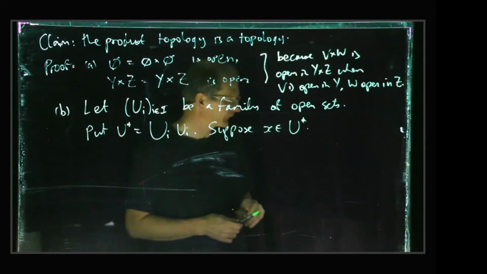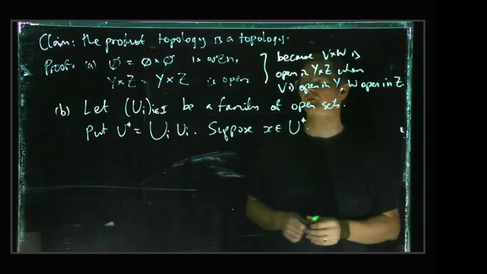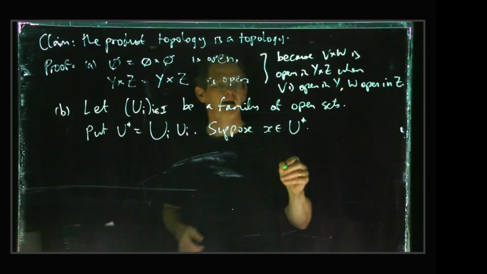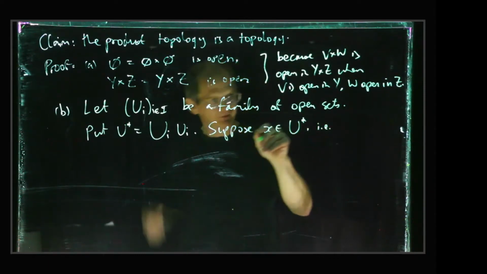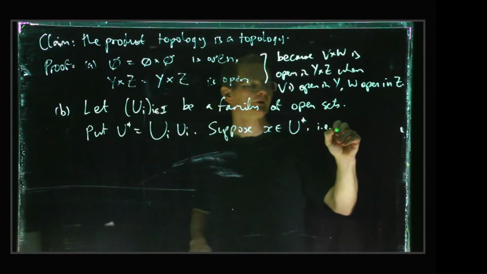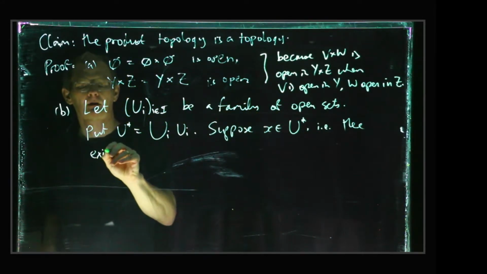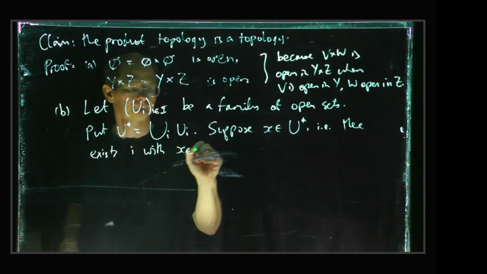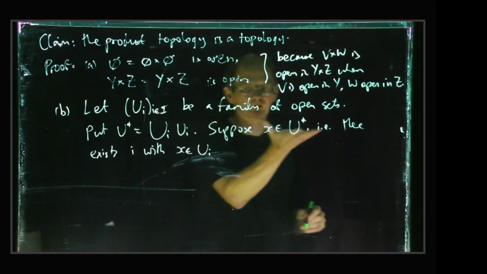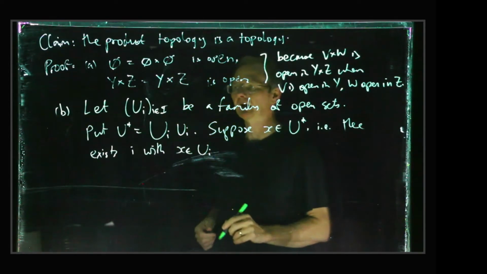Okay, so suppose X is in U upper star, so we need to now provide a box around X that's contained in U upper star. But what does it mean to say that X is in U upper star? That just means that there exists I, right, to say that X lies in the union just means that X lies in one of the individual sets UI.